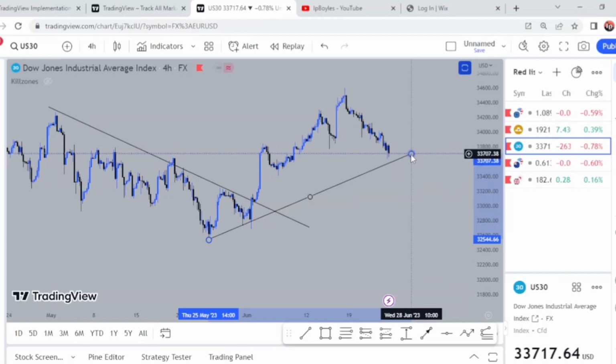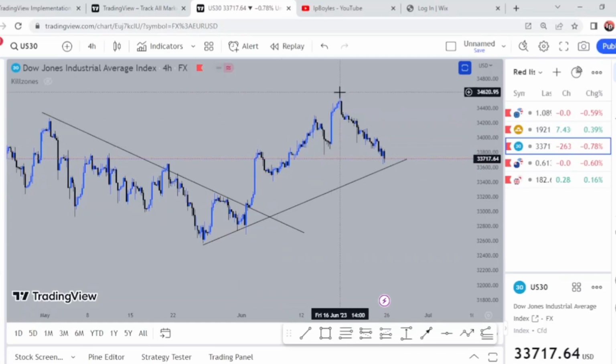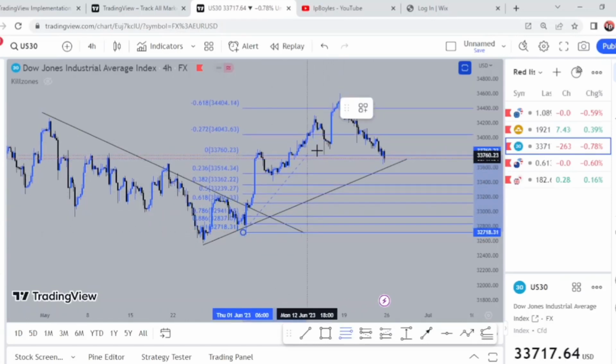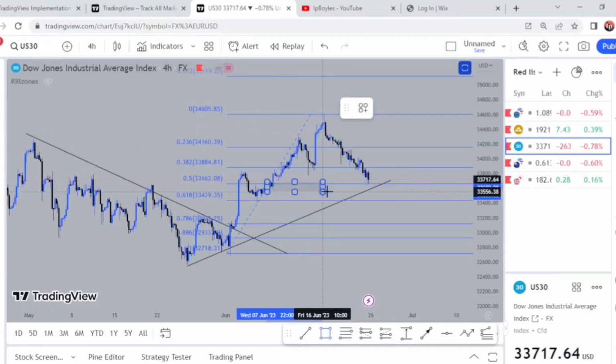After the trend line has been broken, you will see that we have higher highs, higher low, higher highs, higher low, and higher highs. Then the previous low has been broken. After this previous low has been broken, draw your Fibonacci from the swing low to the swing high. Draw your demand zones from the 50%, below the 50%.